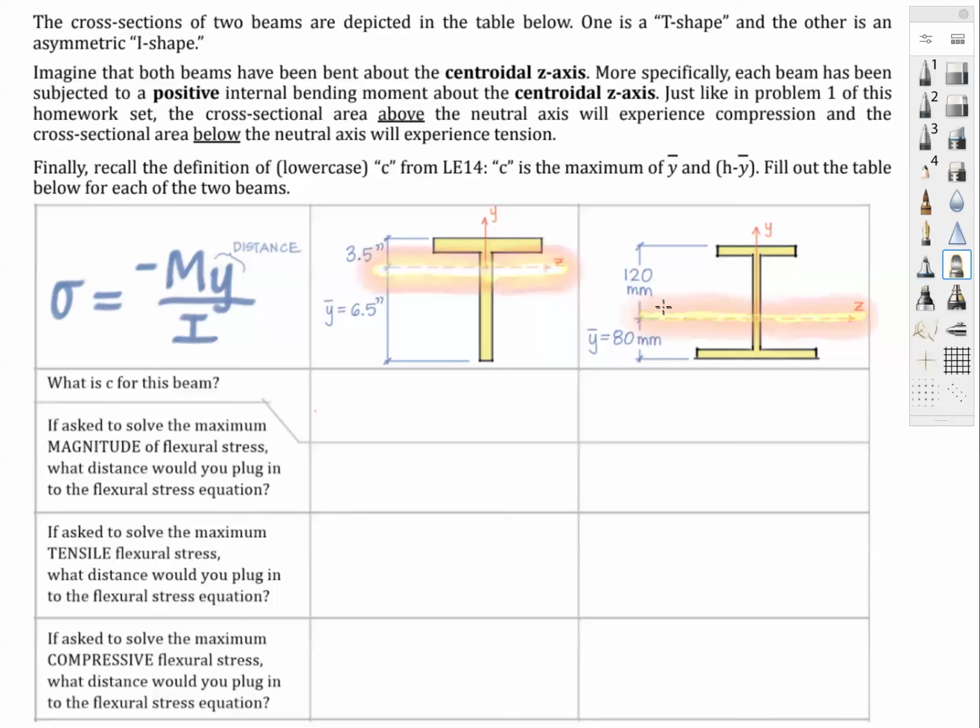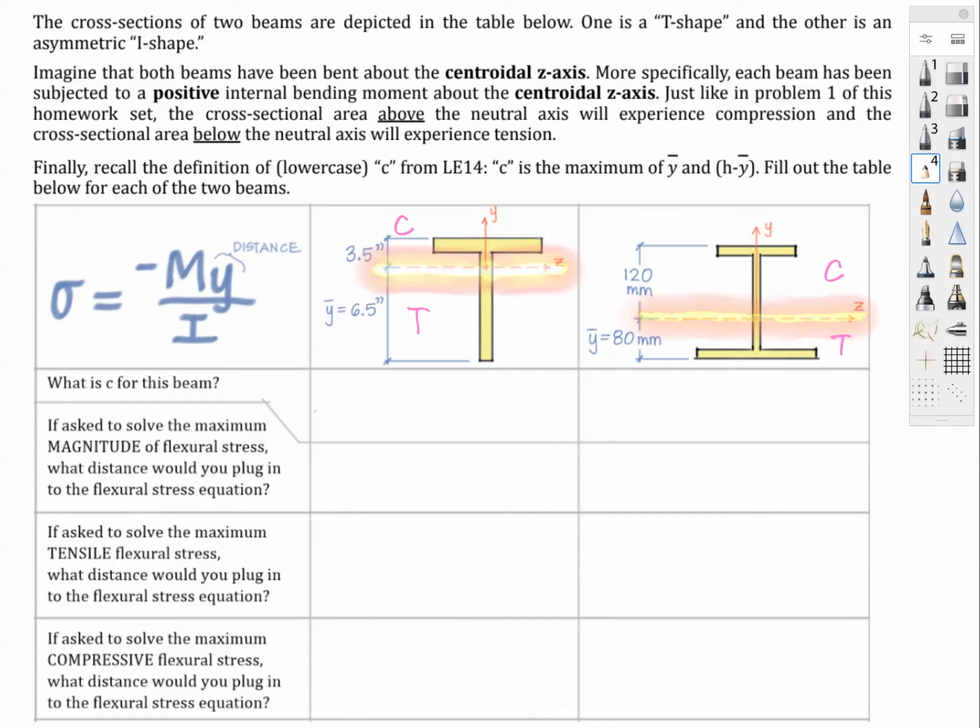The problem goes on to say that each beam has been subjected to positive internal bending moment about z. The cross-sectional area above the neutral axis will experience compression, and the area below will experience tension. Okay, so we have two asymmetric cross-sections, but compression on top, tension on the bottom. Then there's a reminder of what lowercase c means. c is a distance. It's the maximum of y bar and h minus y bar, and it gets you to the worst case stress. So that part I think is relatively straightforward.